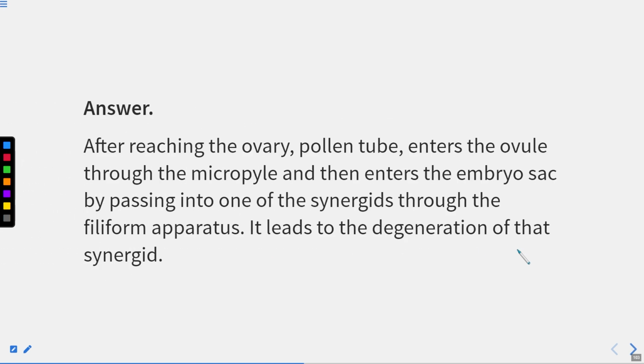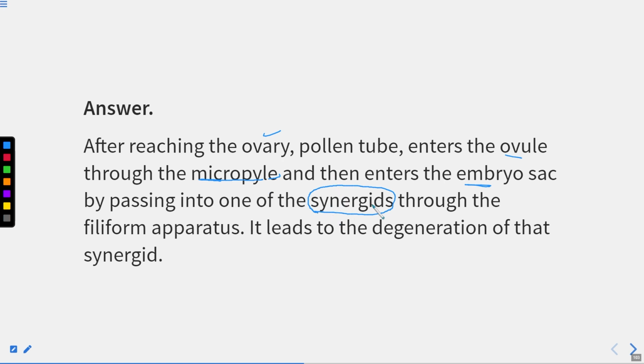Now, after reaching the ovary, the pollen tube enters the ovule through the micropylar end, and then enters the embryo sac. But when the pollen tube enters through the micropylar end, what happens? First, it reaches the micropylar end and then it enters the embryo sac through what? Through the synergids. So first the pollen tube will reach the micropylar end and enter through the synergid.